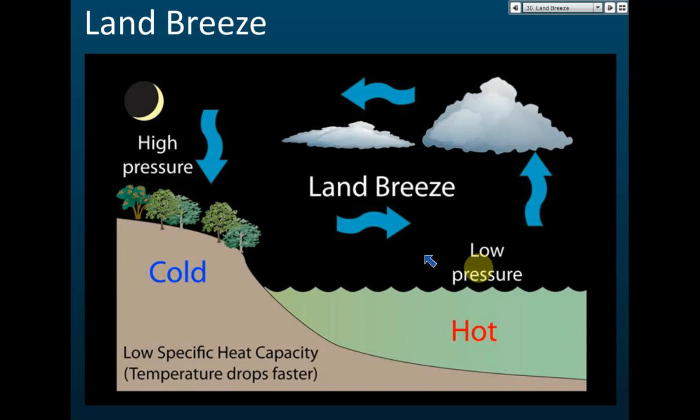And again, the same thing happens. The air here will go up, and then it will go to the sea again, and then it will circulate around this seaside here. Then it creates this land breeze.